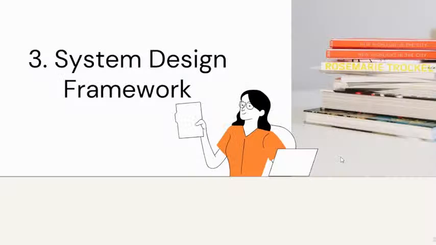Hi there, this is Prathamesh, and in this session, we'll learn a reference framework you can use to design systems from scratch. Remember that there is no right or wrong design. Design is either good or has areas for improvement. There are different ways to design a system. This is just one of the many approaches you can follow to design a system.